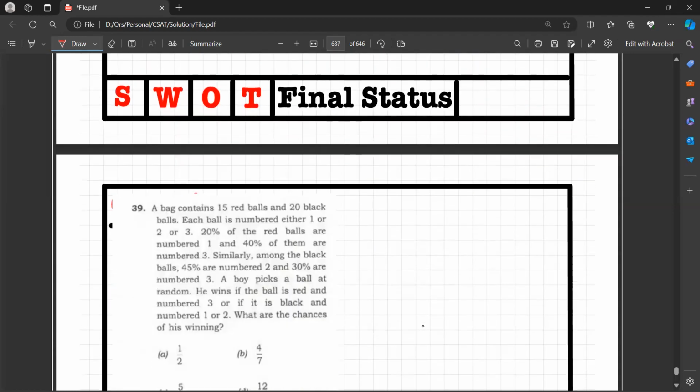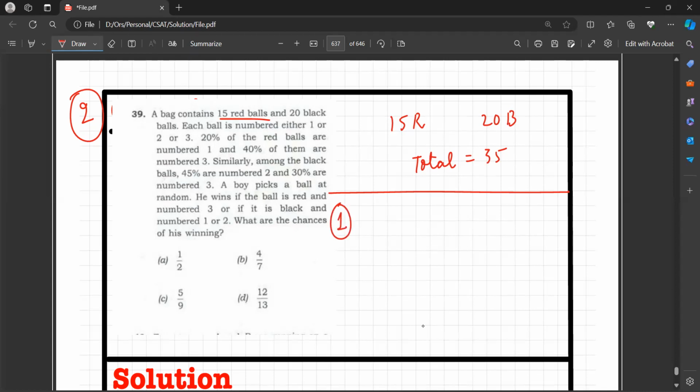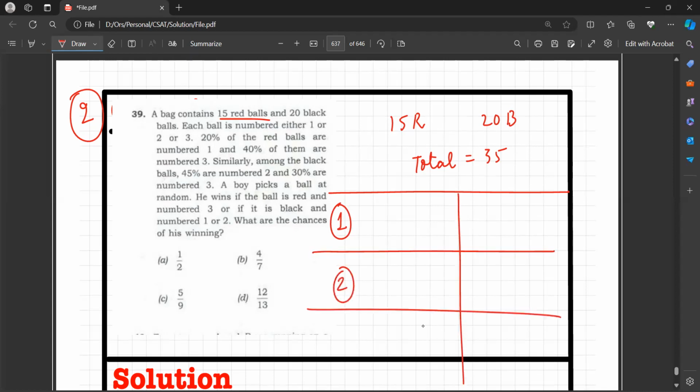Let us proceed to the next problem. Question number 2, a bag contains 15 red balls, 20 black balls. Each ball is numbered either 1 or 2 or 3. 15 red balls, 20 black balls, how many total balls? 35. Got it? This is the total evidence given. 20% of the red balls are numbered 1. How many red balls are numbered 1? 20%. This is the red line, this is the black line. 1, 2 and 3. 15, 20% of the red balls are numbered 1.